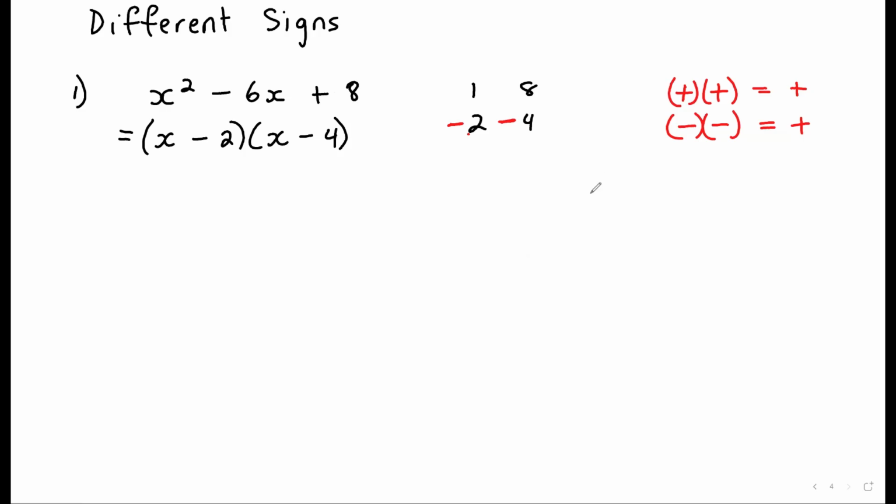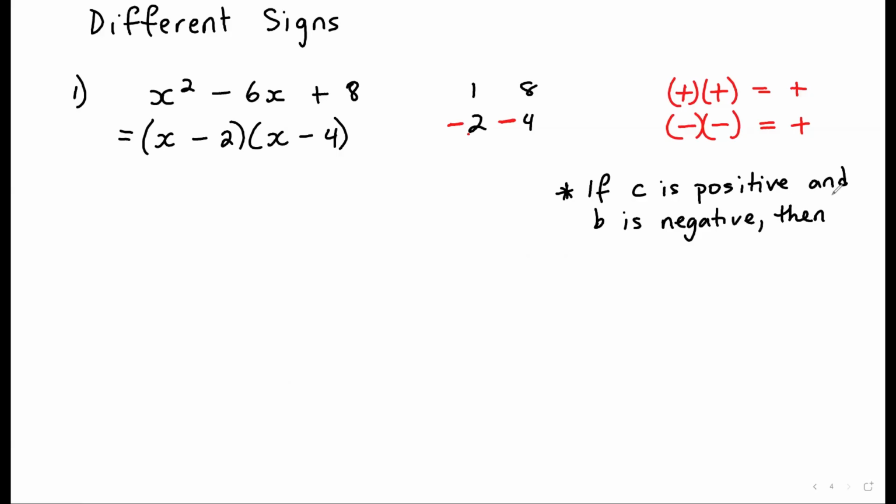So this is the little note here: if C is positive, and remember C is the constant, right? If C is positive and B is negative, then the two factors must be negative, because that's the only way you could end up with B being negative, right? Then both factors are negative. Both factors are negative. So let's do some more.